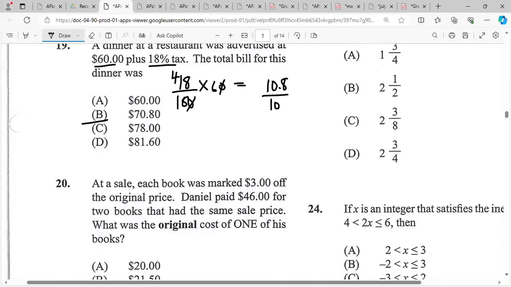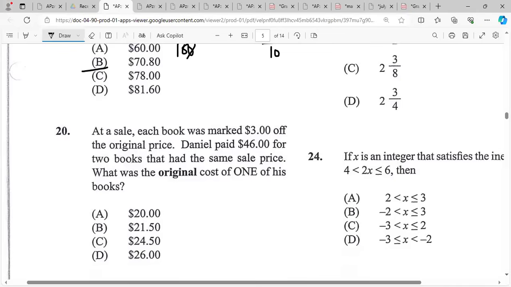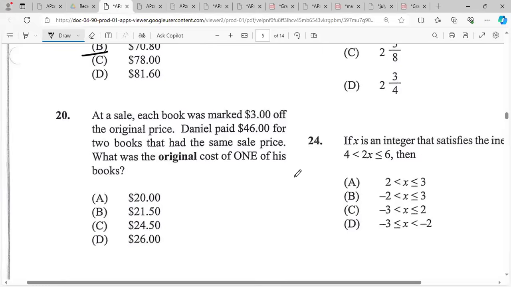Question 20 says, at a sale, each book is marked. But guys, you never do them yet. All right, let me just go through them. I don't want to see one of these. All right, it said at a sale, each book was marked $3 off the original price. Daniel paid $46 for 2 books that had the same sale price. What was the original cost of one of these books?